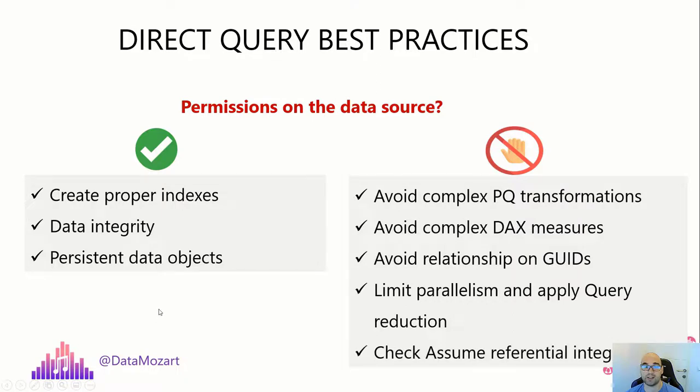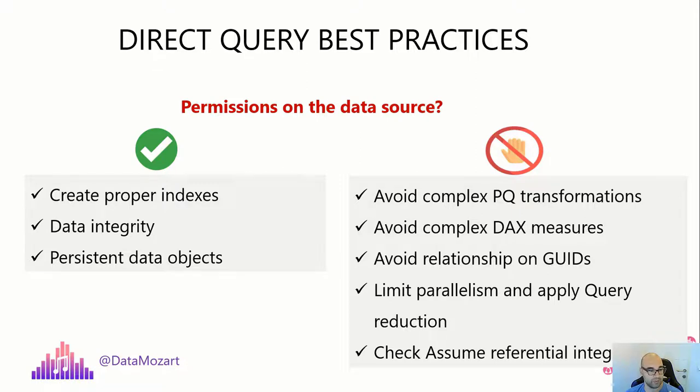You should also check the assume referential integrity option. That will enable the usage of inner joins instead of outer joins, which, at least in theory, should be more efficient, so inner joins are more efficient than outer joins on the underlying SQL database. Of course, as a prerequisite, you should have referential integrity in place within your source database.